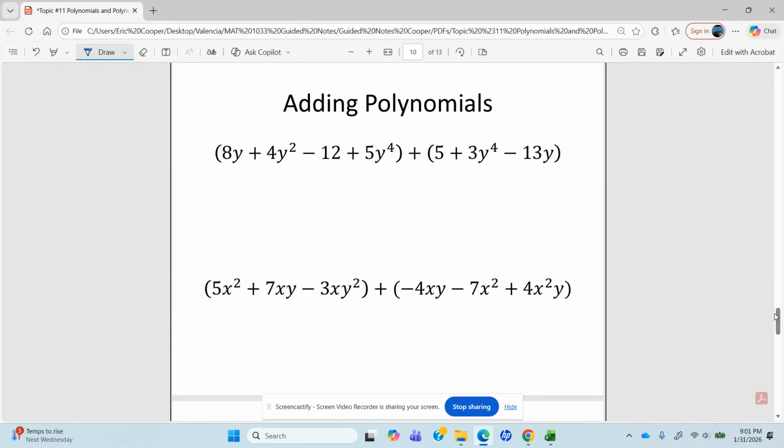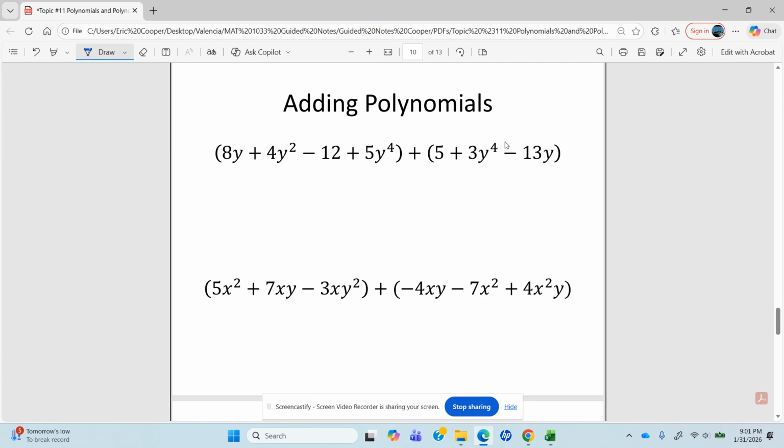Here again are two more examples. Let's start with the top one here. Notice a couple of different things. It's not written in descending order, so we're really going to have to look for what is the highest exponent, and some of the exponents are missing. We'll see what happens when we get to that point.